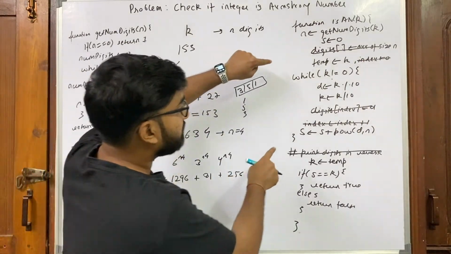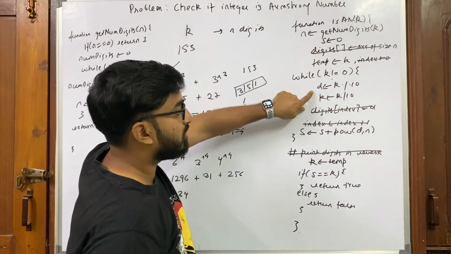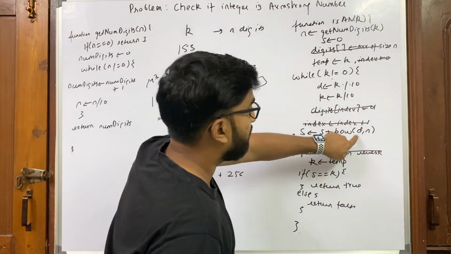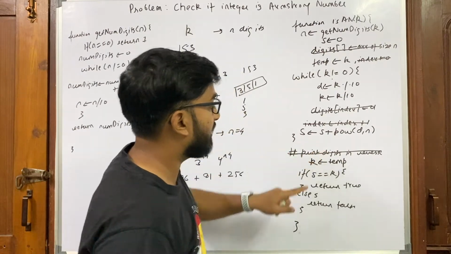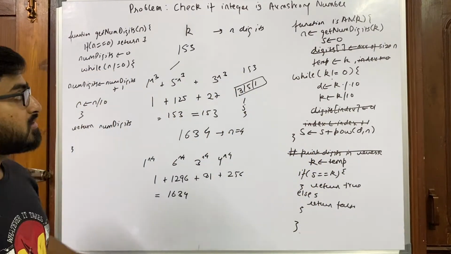So what we were doing was extracting digits and storing them into an array. We don't need to store digits, we just need each digit one by one, and we keep adding d to the power n to this recurring sum. Then we compare this sum with k and check if this is an Armstrong number or not. So let us dry run this code.